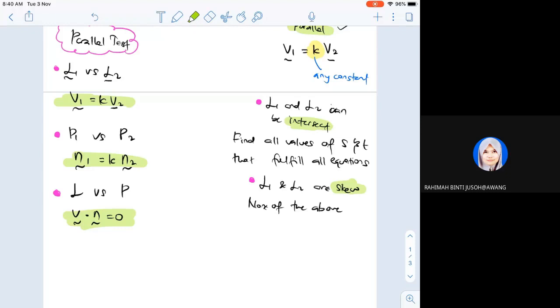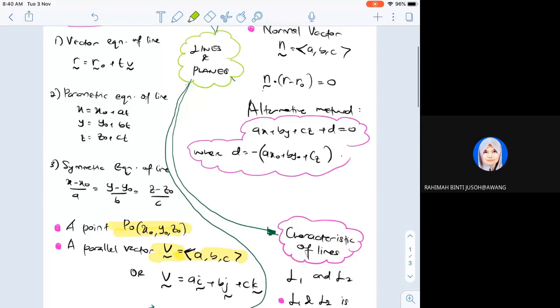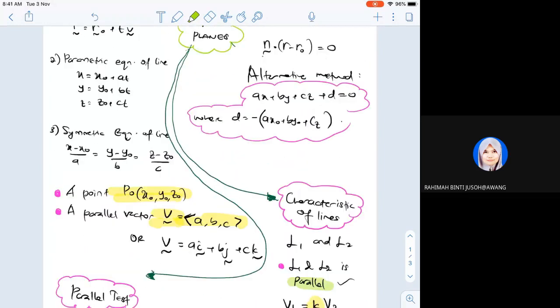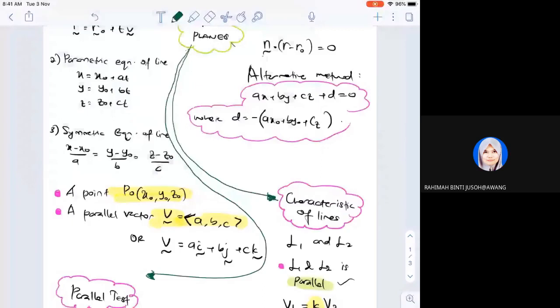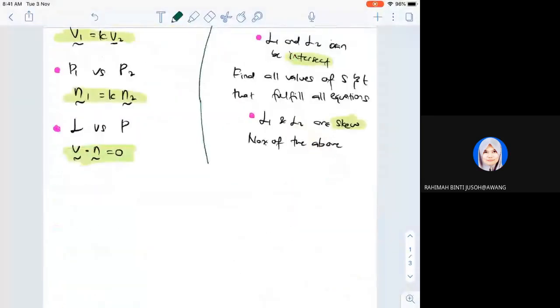So this test is used to show whether the lines or planes are parallel. Okay, one more thing that you need to know in this subtopic is, ada satu lagi. Pandai-pandai lah tarik dia punya mind map tu. Saya dah lama tak buat mind map ni. Dulu time belajar je saya suka buat mind map sebelum nak exam.